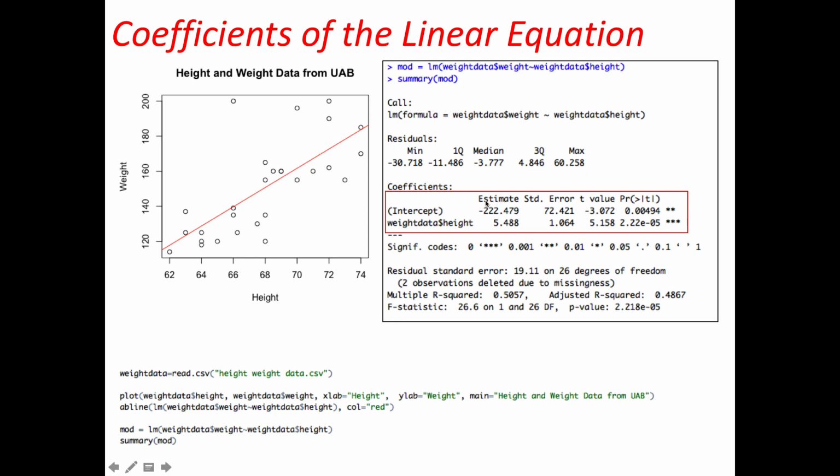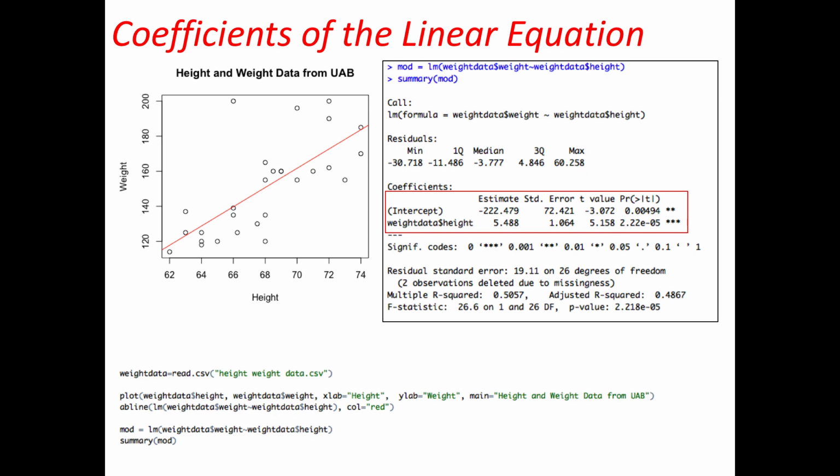The y-intercept is, as shown here in parentheses, the intercept, is this estimated value here, which is negative 222.479. And the slope, or m, of your y equals mx plus b equation is 5.488, which is shown here. Also in this table are the standard error here, the t-values, or t-statistics, we'll come back to this, and the p-values, and we'll come back to those a little bit later in the section.